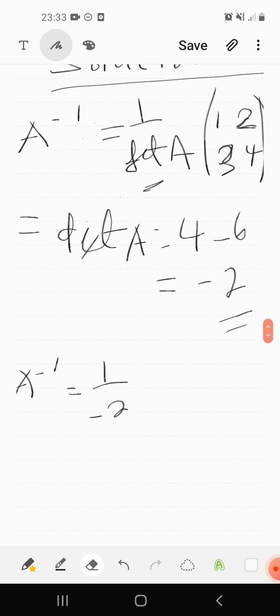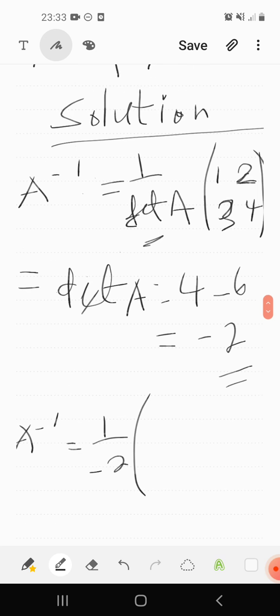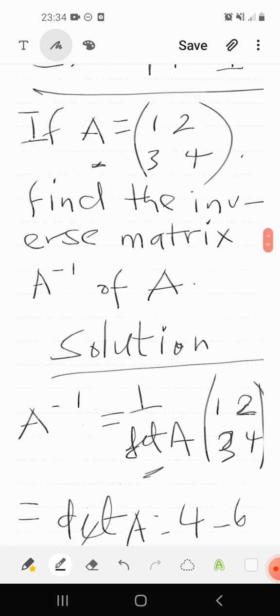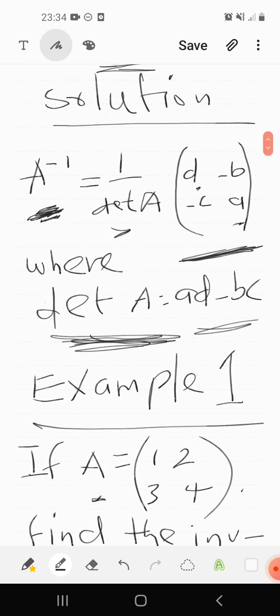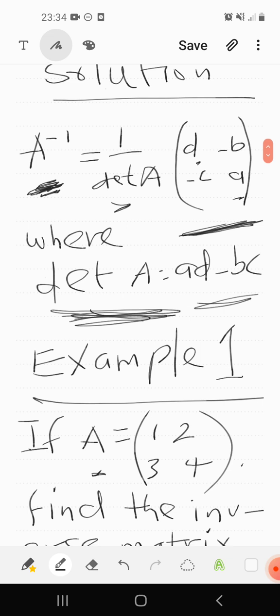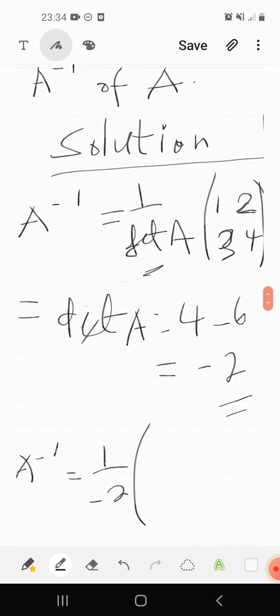What is the matrix? After calculating your determinant, we are going to interchange the positions of A and D and then negate B and C. If you look at the formula, we interchange the positions of A and D. A came here and D also came here, and we negated B and C. We are going to use the same idea here.